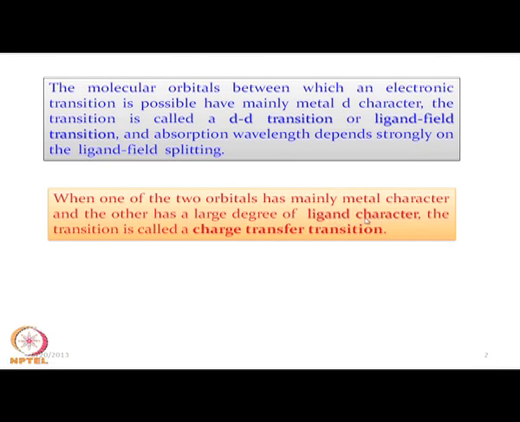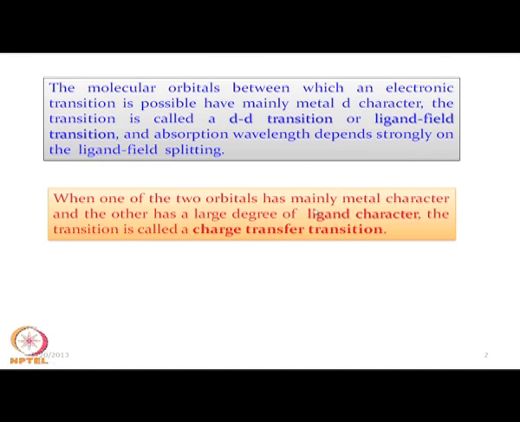whether the ligand character is involved for any type of electronic transitions. So, when both of the orbitals have mainly metal character, that means in case of these d-d transitions, we see that both the orbitals, from where the electronic charge is getting transferred to the destination orbital, are of metal character. But now if we introduce the corresponding ligand character, the transition can be called the corresponding charge transfer transition.